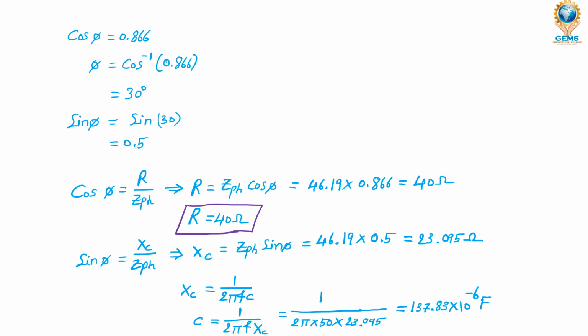Next, sin phi equals Xc by Z phase. From here we have calculated the Xc value. Based on that we have one more formula for Xc. Xc equals 1 by 2 pi fc. Here the pi value is 22 by 7. So from this we have calculated C. C is, we got 137.83 into 10 to the power minus 6 farad. This is the capacitance value.